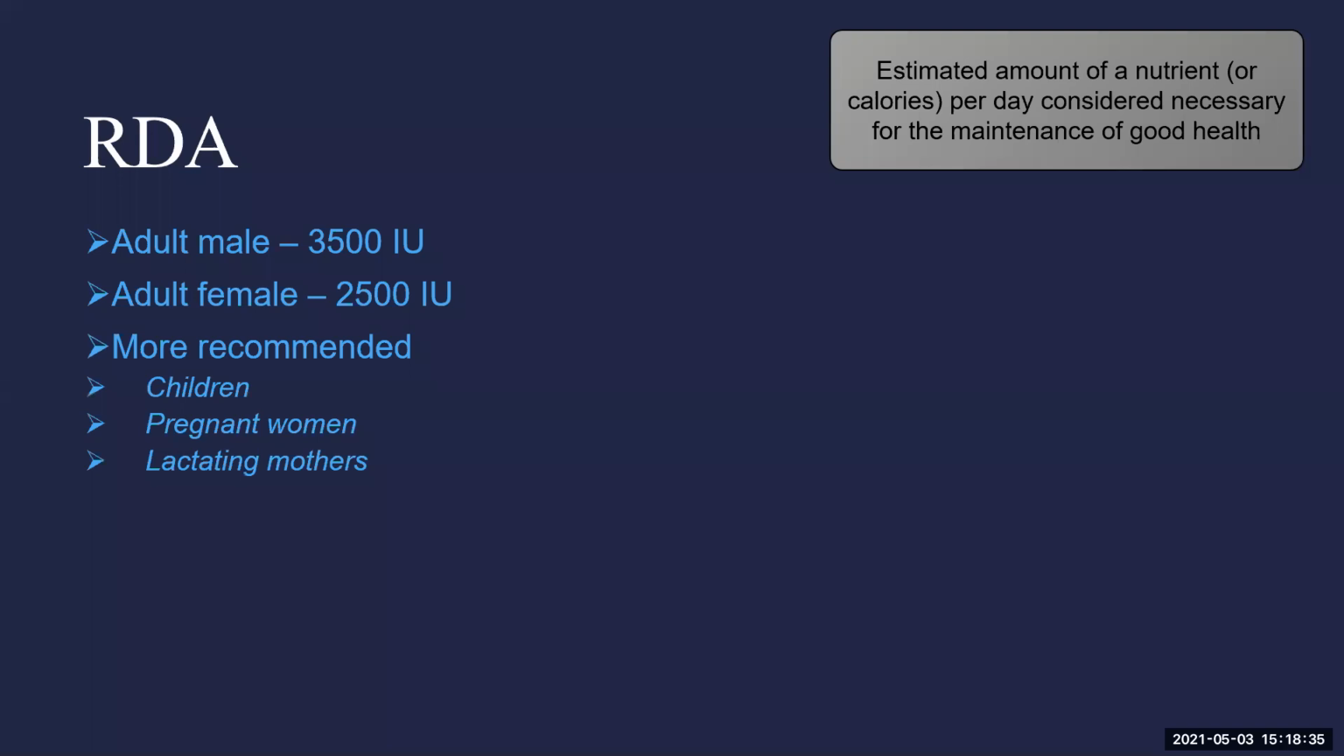So an adult male should take 3,500 units to maintain good health and get all the benefits from vitamin A. An adult female has to take 2,500 international units, and more is required. Sometimes up to 5,000 international units can be prescribed to children, pregnant women, and lactating mothers.